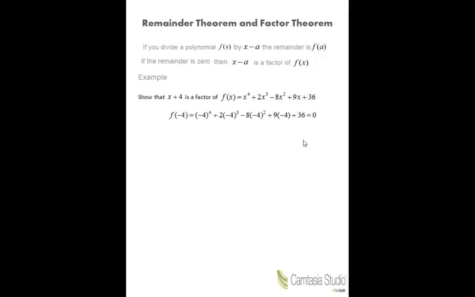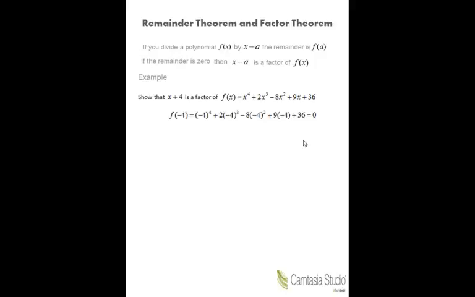If the remainder is 0, then x minus a is a factor. Example. Show that x plus 4 is a factor of this polynomial. So in this case, identify your a. Clearly you can see your a is negative 4. So then evaluate the function at negative 4. And take your calculator and simplify this one, you get a 0.